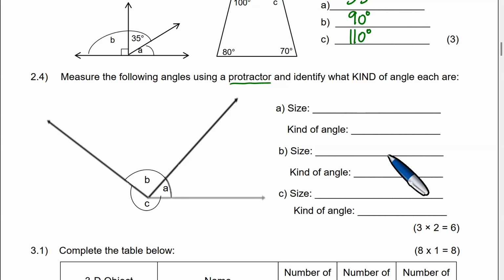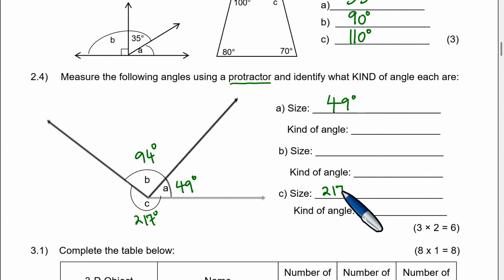So I'm going to give you the sizes, okay? Because if you use a protractor and you get 49 here, you get 49 here, and then we get 94 degrees here, and here we get 217. And then B is 94.